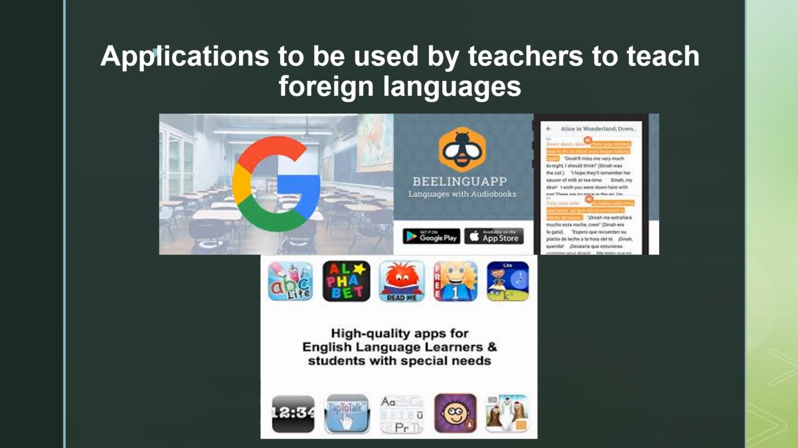In addition to that, as shown in the third picture, there are many applications that can be used by different levels of students and that can facilitate their learning so effectively.